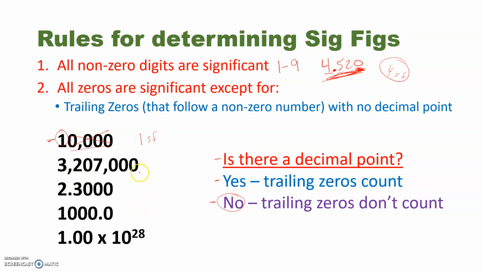Again here, there is no decimal here, so these zeros do not count. They're trailing zeros. Now again, all non-zeros count, so I definitely have 3.